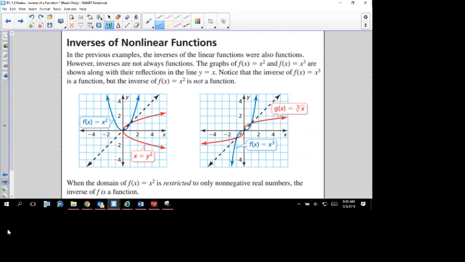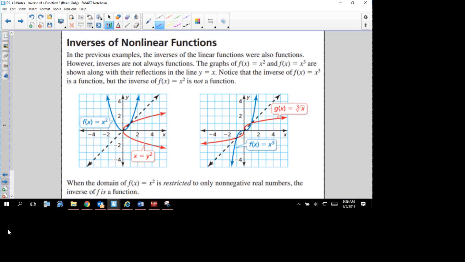So when we have non-linear functions, here's two examples. We've got a parabola, a quadratic in blue, and when we do the inverse of that, we reflect it in the y equals x line. You can see that it's now a parabola facing to the side. How would I graph that on the graphing calculator? Do you know?